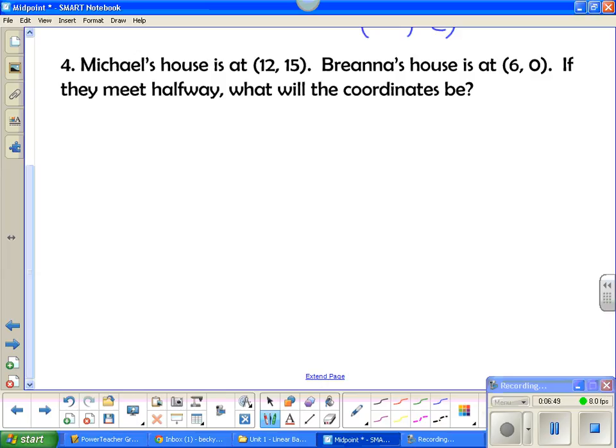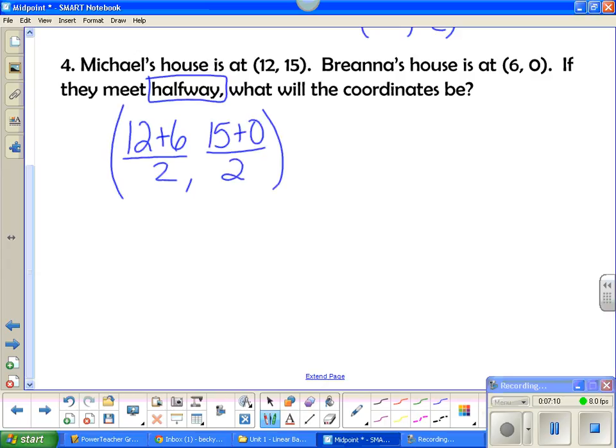Michael's house is located at (12, 15). Brianna's house is located at (6, 0). If they meet halfway, that's how we know we're finding the midpoint. What will the coordinate be? So again, I'm going to take my x's, 12 plus 6 divided by 2, and my y's, 15 plus 0 divided by 2. So 12 plus 6 is 18, and 18 divided by 2 is 9. 15 plus 0 is 15, and 15 divided by 2 is 7.5. So there are my coordinates.